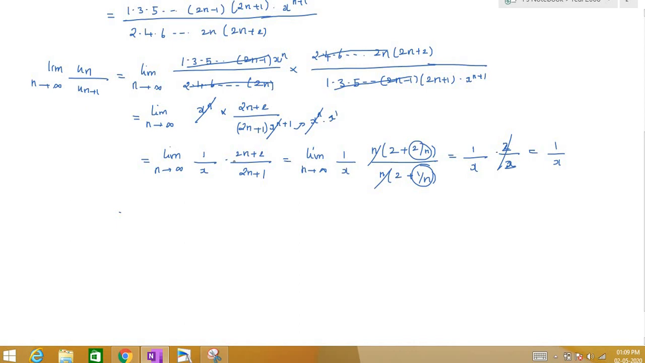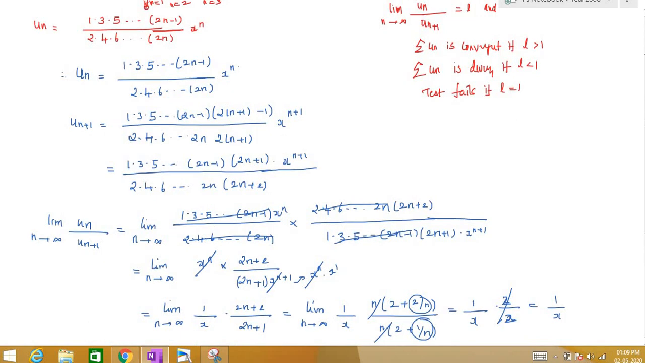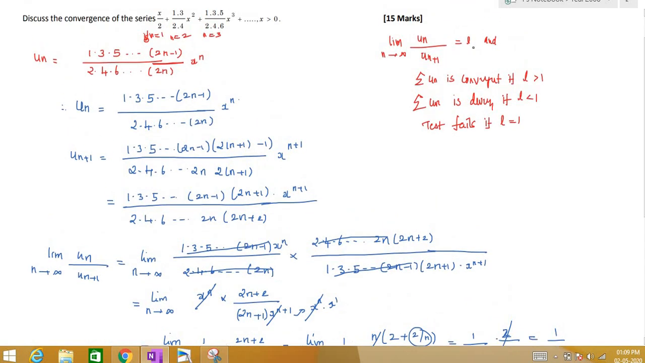So therefore, limit n tends to infinity, un by un plus 1 is equal to 1 by x. So what can I say about this? This series will be convergent if 1 by x is greater than 1, right? So you can see limit n tends to infinity, un by un plus 1 is equal to L, and this is convergent if L is greater than 1.